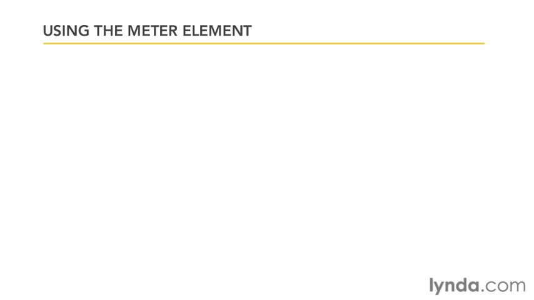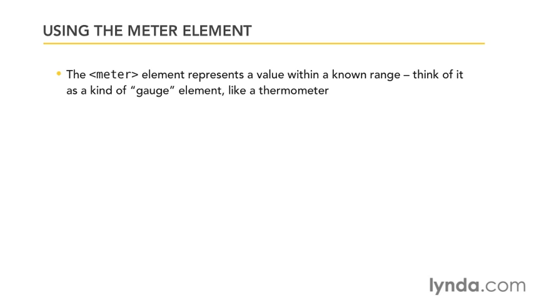The meter element is another HTML5 web form element that's new, and it's used to represent a value that falls within a known range. So you can think of this as being sort of a gauge, like a thermometer or a tachometer or any other gauge device that would show a value between some minimum value and some maximum value.